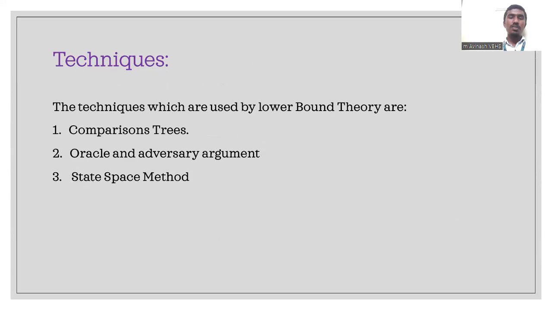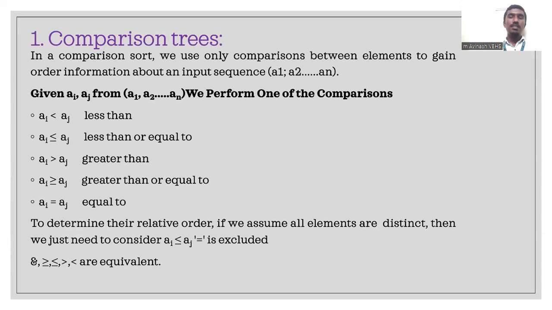Techniques. The techniques used by lower bound theory are the comparison tree, oracle and adversary arguments, and the state space method. Comparison tree: in comparison sort, we use only comparisons between elements to gain order information about an input sequence A1, A2, A3, and so on till AN.